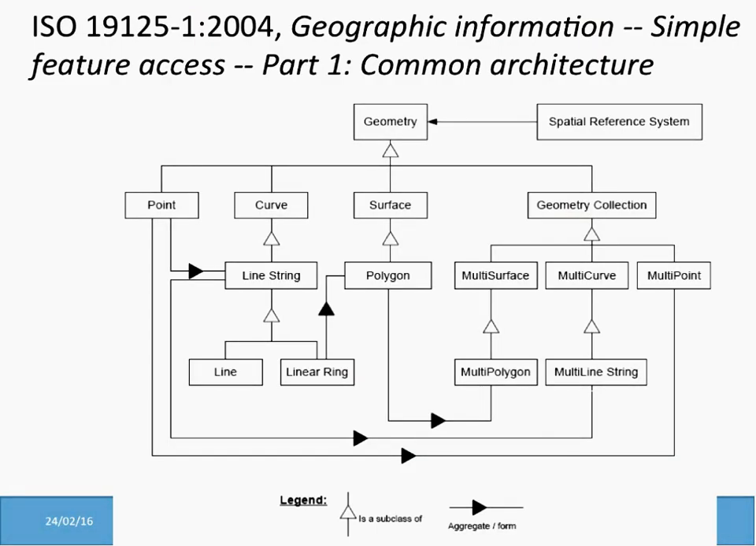Another one is your simple feature access, the common architecture. This is a standard that tells us how our geometries are structured. You can see you start with the geometry. It specifies a point, line, and surface. Then this can be broken up into multiple lines, etc. So this entire system tells us how we create geometries.